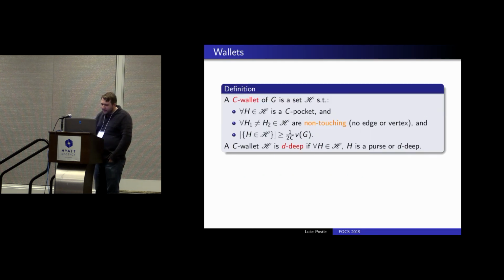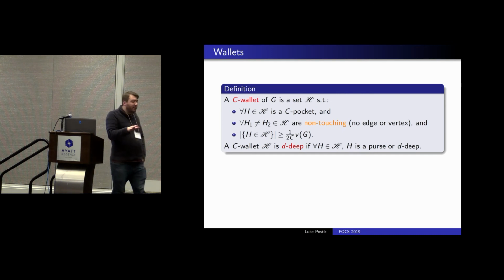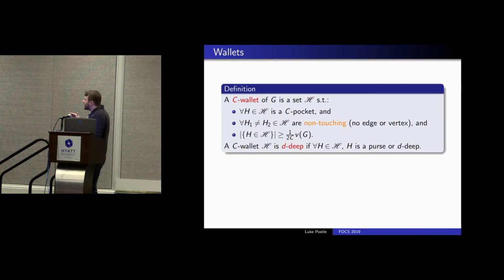Okay, so I need one more definition, then I can state the theorem. So we'll say a wallet is a set of subgraphs of a graph that are all C pockets. They're non-touching. That means not only vertex disjoint, but no edges between them. There's a lot of them, so there are linearly many of them. And we'll say that a wallet is D deep if every subgraph is either a purse or D deep. Okay, that's a lot, but here's the point.